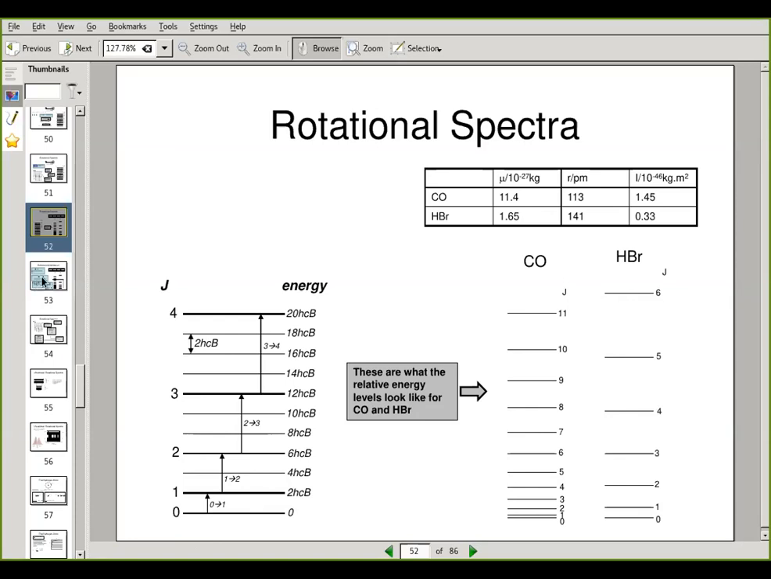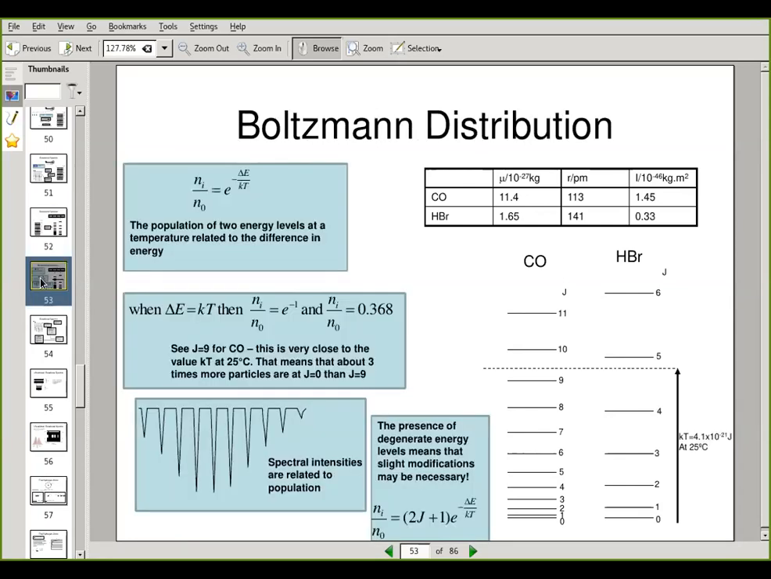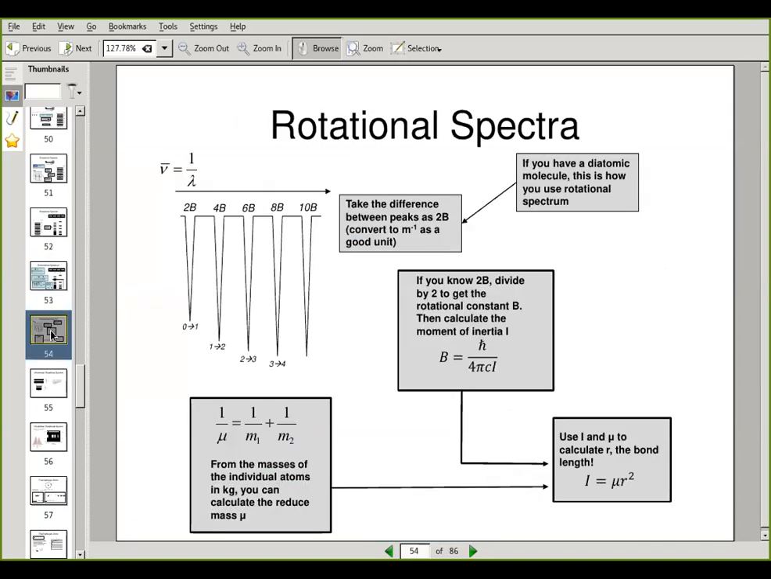So just a reminder, when you look at rotational spectra, what we need to do for the molecule is know its reduced mass. From the actual spectra itself, we know that the distance between the bands is 2B, 2 times the rotational constant, so we can get the rotational constant, so we can get the moment of inertia. And if you've got the reduced mass and the moment of inertia, then you can calculate the bond length.